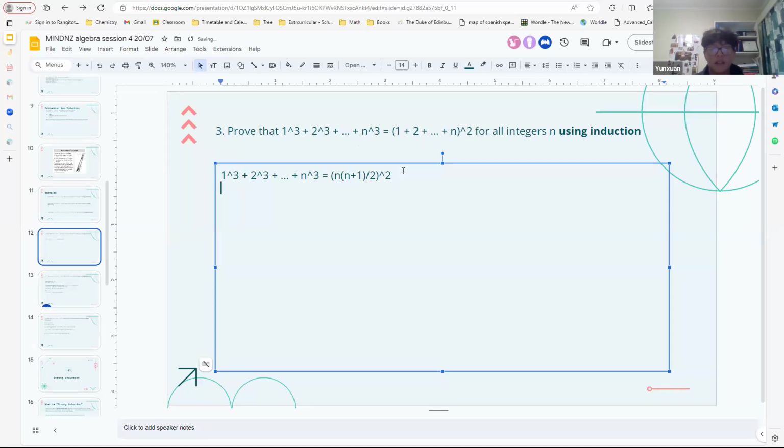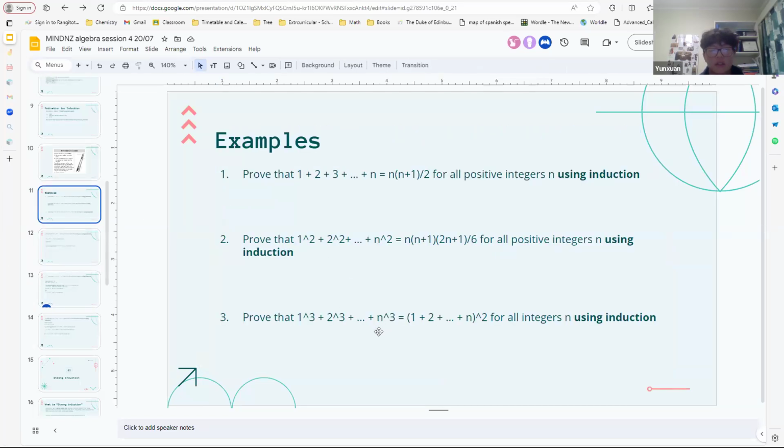Okay, so for the base case, we can use anything that's small. I'll skip it. And then the assumption would just be this. And then after that, we can just expand it. We can expand the right-hand side, and then we can add n plus 1 cubed to extend our hypothesis to n plus 1.